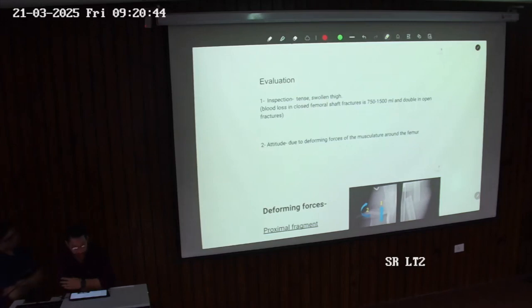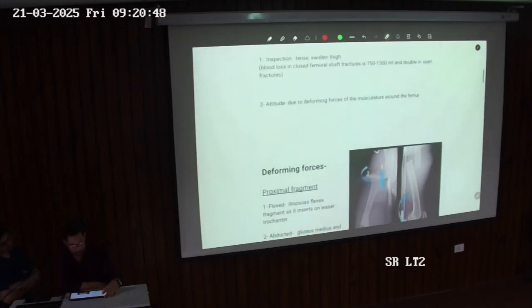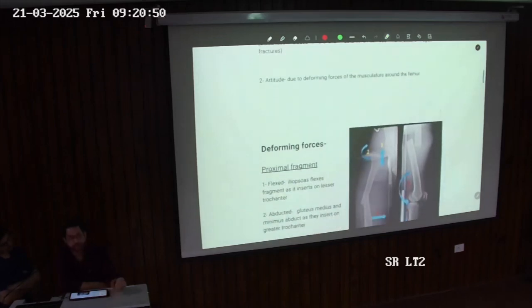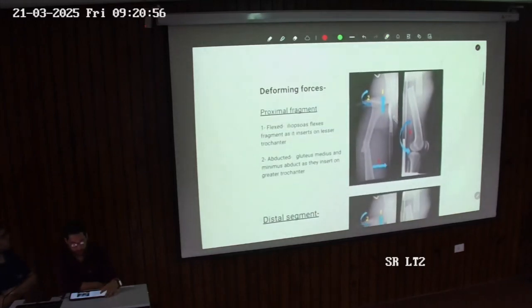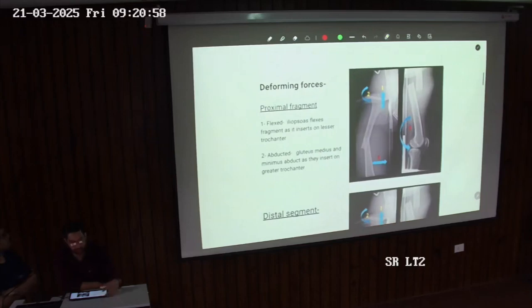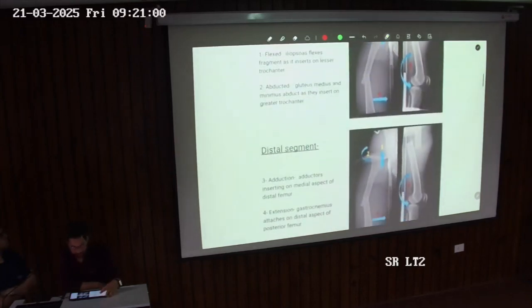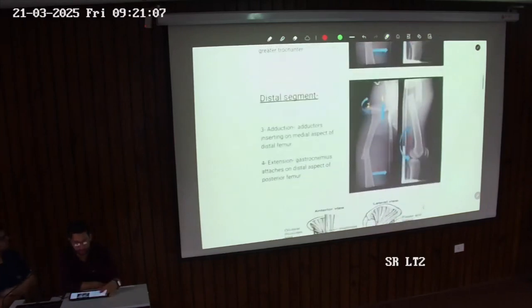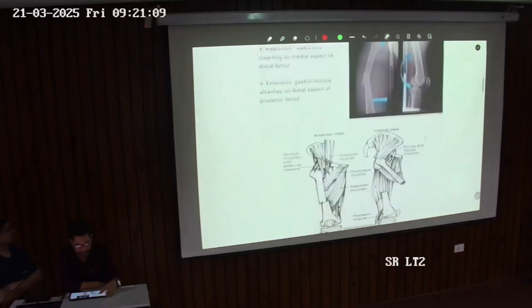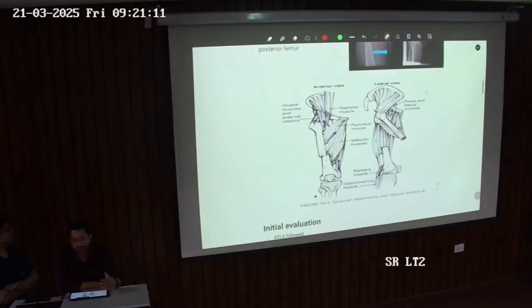The attitude is due to the deforming forces of the musculature around the femur. The attitude is the position in which the patient comes. What are the deforming forces? It will be because of the muscle pull. The proximal fragment will be flexed and abducted. The distal fragment will be adducted and in extension. This is the deformity that is seen.